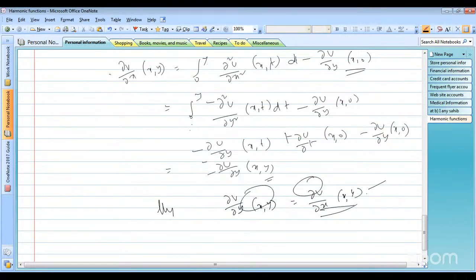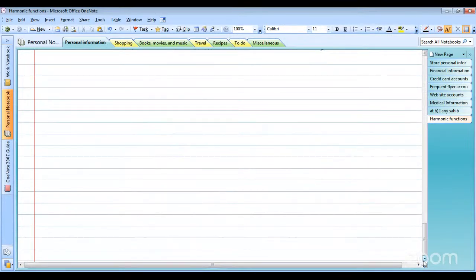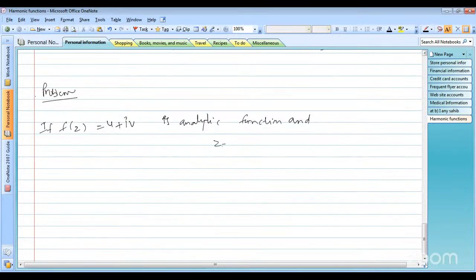Suppose we have one problem to do here. Problem one: if f(z) is u plus iv, an analytic function, and z is equal to r(cos theta plus i sin theta), that is r e^(i theta), where cos theta plus i sin theta is e^(i theta). It is a function.